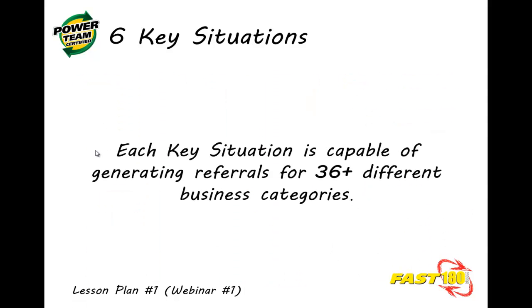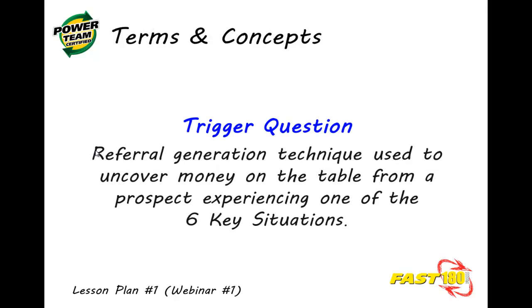So, as we mentioned, each of these 6 key situations can generate referrals for more than 36 different business categories. I want you to start thinking about which key situations are most productive for your business. Okay, I want you to make this personal, and we're going to work on that in just a few minutes. Trigger questions. So you're going to hear me talk a lot about trigger questions.